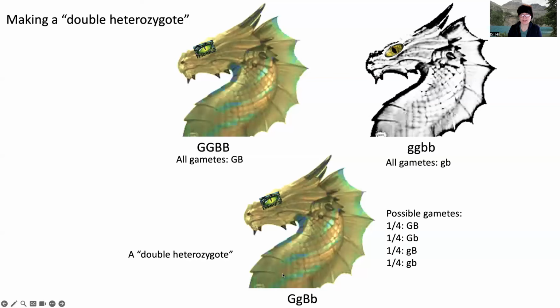So when it's going to make eggs and sperm, it has more options than its parents had, right? Because every time you go to make an egg or a sperm, you're going to randomly select one of the G's and one of the B's. So what are all the possibilities? Well, maybe randomly you select the big G and the big B. So that's going to happen about a quarter of the time. But you might also randomly select big G and little b. You could also randomly select little g big B or little g little b. So these are all equally possible.